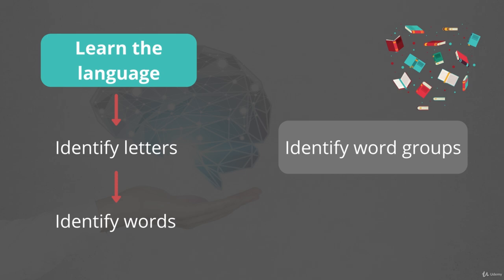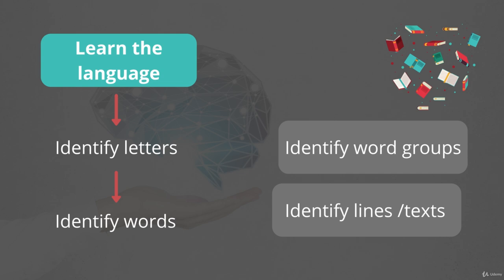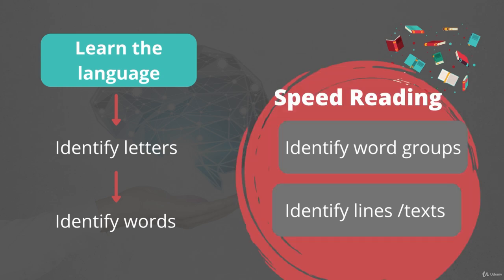As I mentioned, we have 5 steps of reading and our 5th stage is to identify entire texts or lines of text. Only a tiny percentage of people make it to this stage, but I can guarantee you it is possible. And those 2 last stages, identifying word groups and identifying entire lines of text, this is what we call speed reading. That's where speed reading comes in.